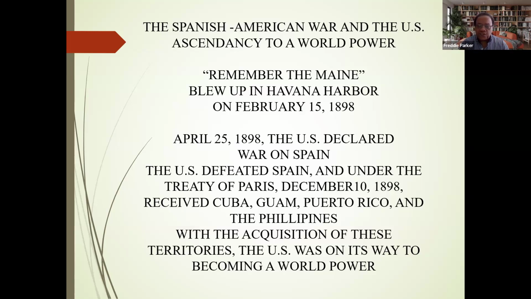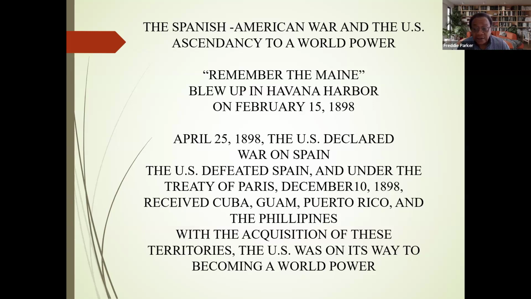And then we know about yellow journalism. We know about the fact that newspaper reports said that the Spaniards blew it up. And here we are 2 months later, declaring war on Spain. The U.S. defeated Spain, and under the Treaty of Paris that was signed on December 10th, 1898, the United States received Cuba, Guam, Puerto Rico, and the Philippines. And that began her quest. And with the acquisition of all of these territories, that's when America was on its way to becoming this world power.